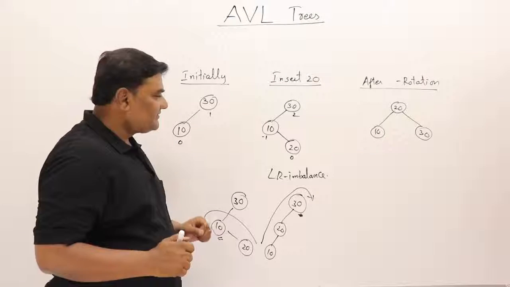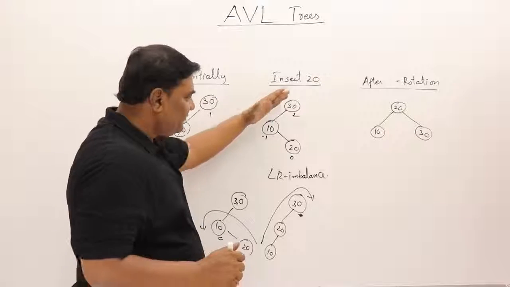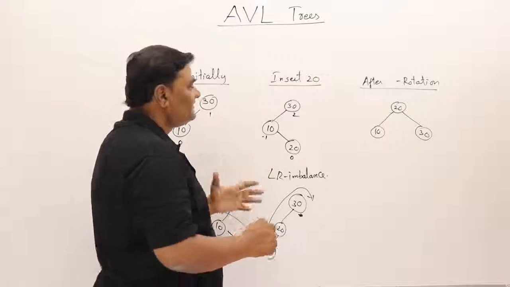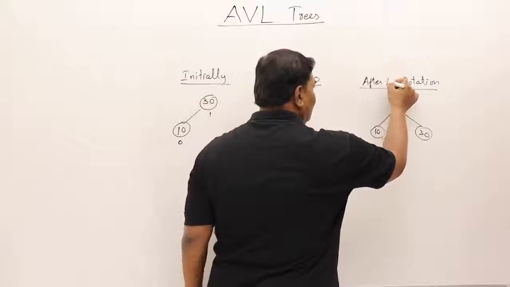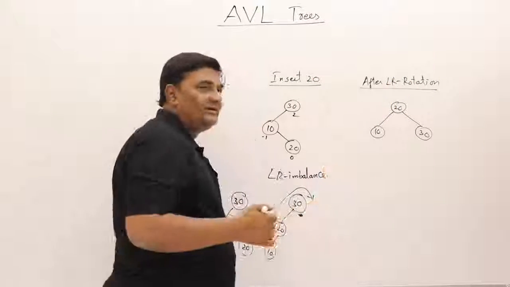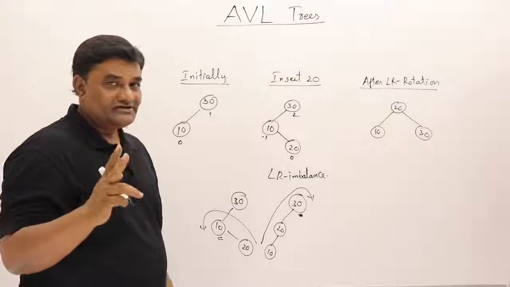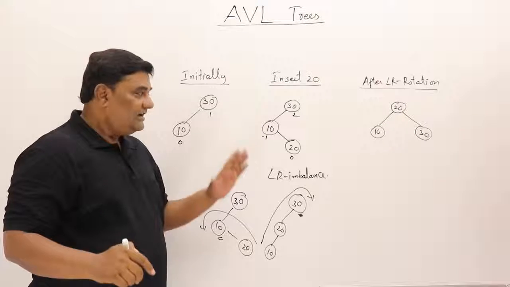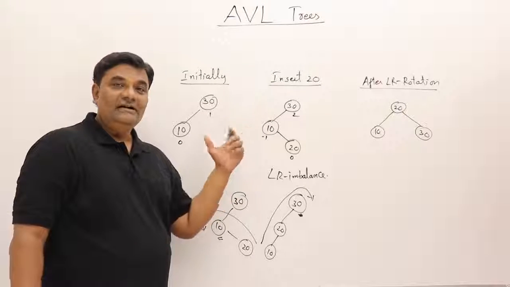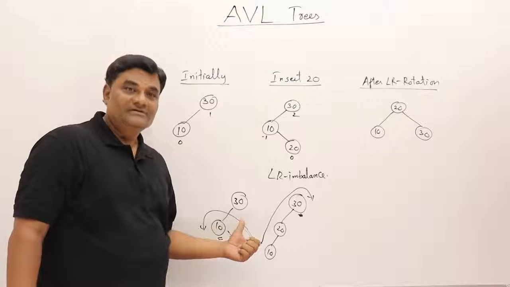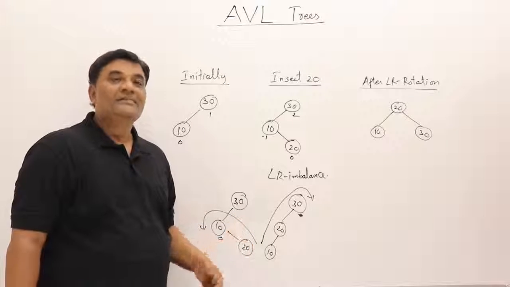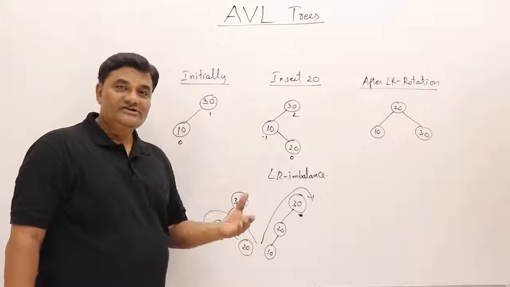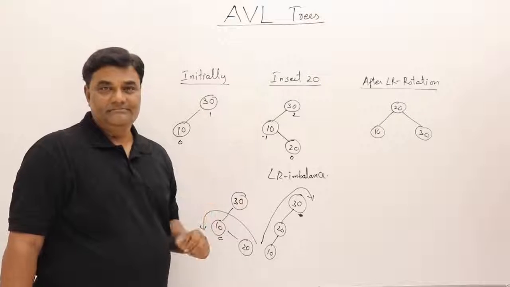Now what is the name of this rotation? The imbalance was left-right type, so let us call this rotation also LR rotation. So far we have seen 2 rotations. That was LL rotation, which was a single step. Then LR rotation, which has double steps, 2 steps. Now similarly we have 2 more rotations. I will quickly cover them.